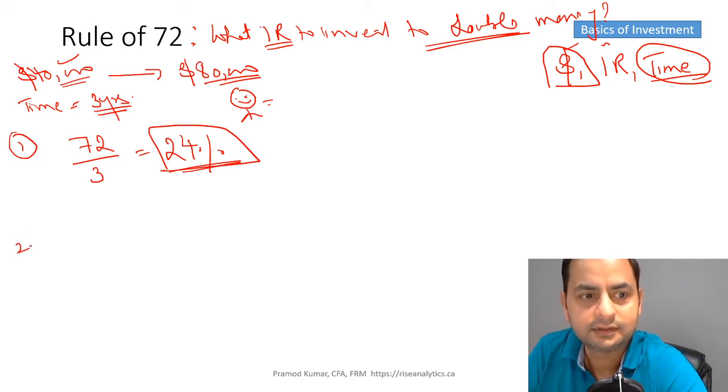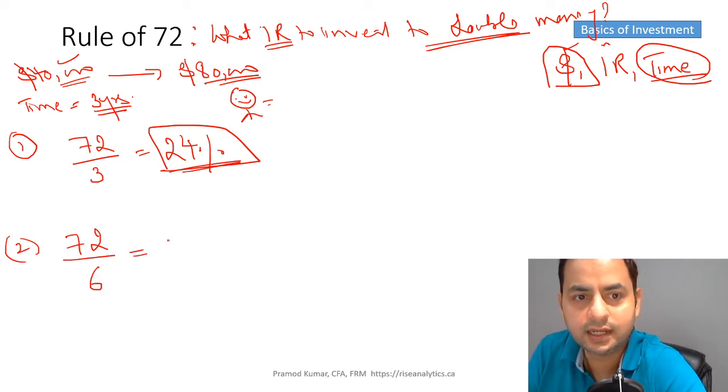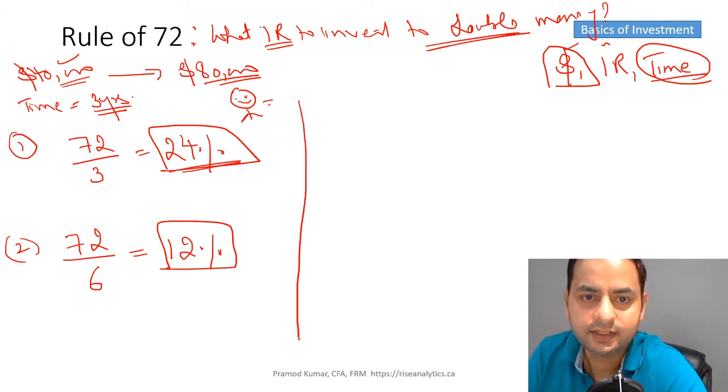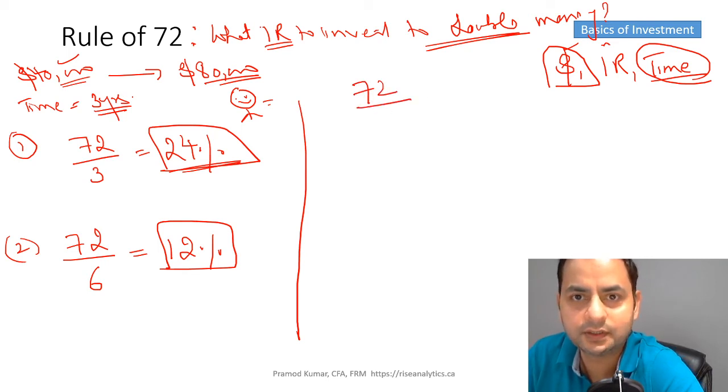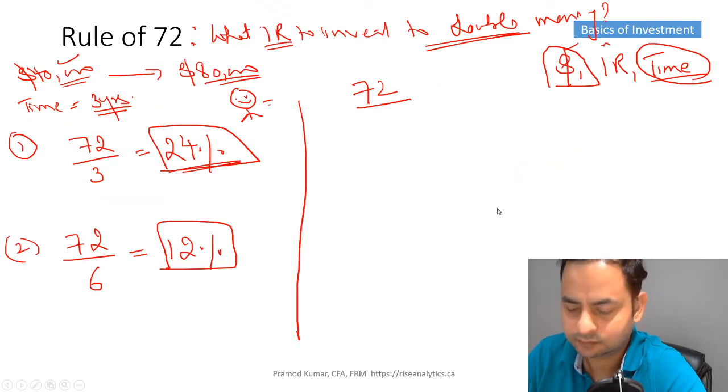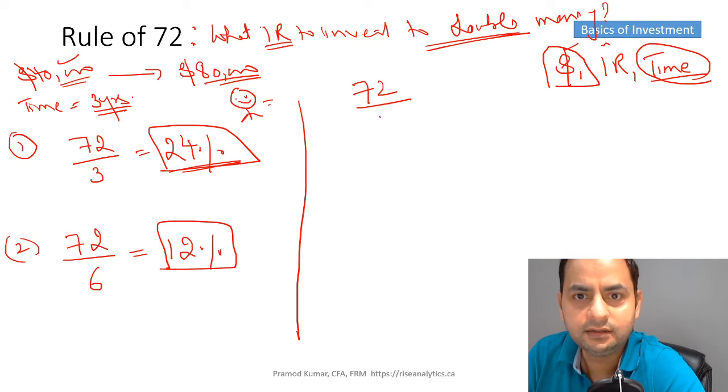Take another example. If I have 6 years, then I can do that with only a 12% interest rate. So what is this trying to say? If I do simple math, in the previous slide I have 72, IR and N. This was our formula. Here we take the time and then we get the IR. So we just switch between them. That's easy math.